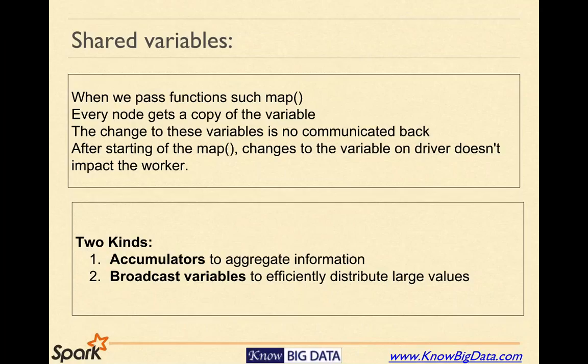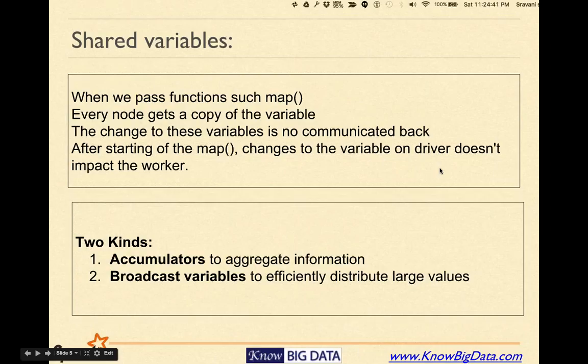When we pass functions to transformations or any action, every node gets a copy of the variable. If you change the variable on that particular node, the impact will be only on that node. The change in these variables does not get communicated back.